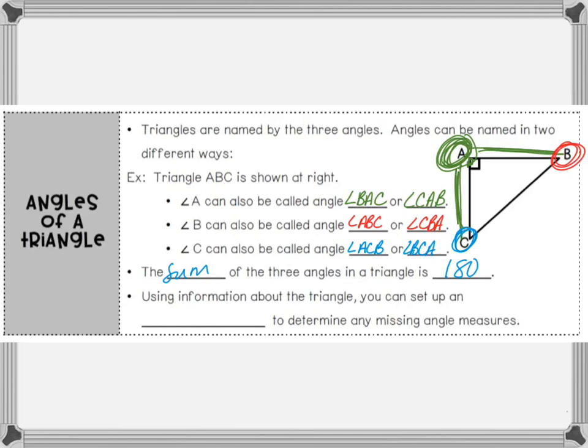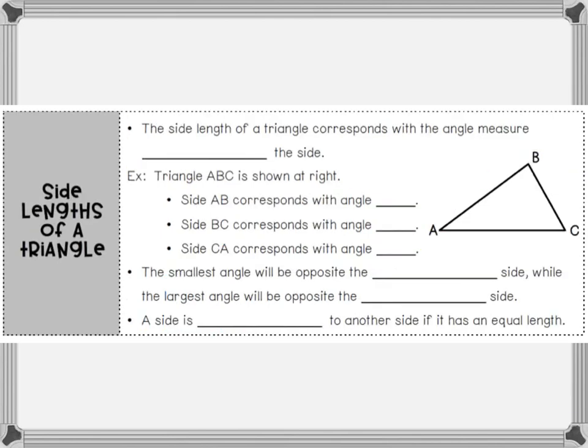For an explanation of why, please see the video called The Adventures of Mr. Triangle. Using the information about the triangle, we can set up an equation to determine a missing angle. So if we have the measurements of two angles in a triangle, we can use an equation to find what the third would be. Now, we also have a relationship between the sides and angles of a triangle, but these will always have to do with the side and the angle that are opposite of each other in the triangle.